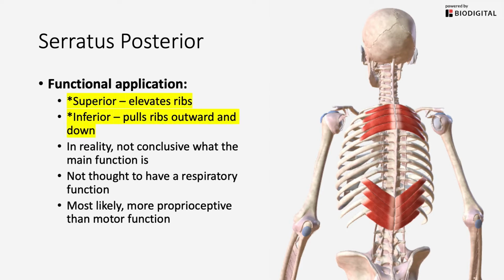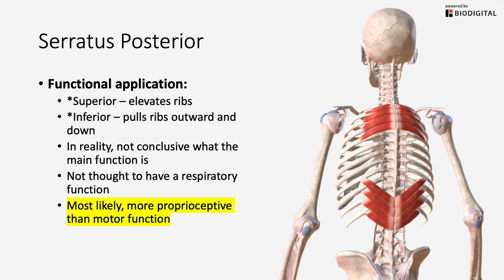In the textbooks, it will say that the superior portion will elevate the ribs, the inferior portion will pull down the ribs or depress the ribs. But in reality, it's not conclusive of what this muscle actually does or contributes to as far as movement. It's not really thought to have that much of a respiratory role in some of the literature because it has not been shown to be hypertrophied in conditions where breathing or respiration becomes a little bit harder, as in COPD, and because of that, it's not thought to have a role in respiration.